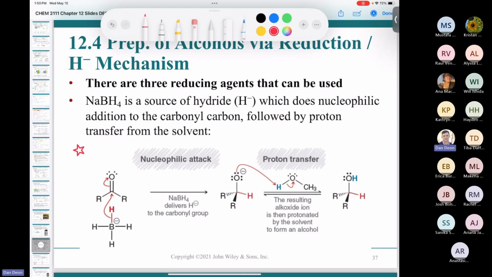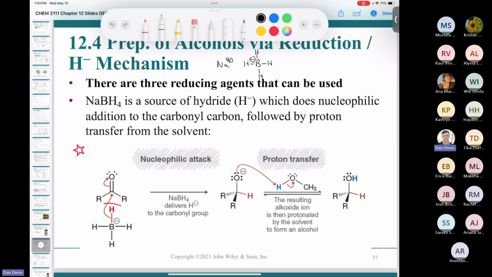So remember, we have the borohydride ion that I drew in the previous slide, right? We have the sodium cation, and then we have the borohydride. Well, hydride by itself, H minus, right? Remember I told you earlier today that this is a crappy nucleophile. However, borohydride serves as an agent for delivery of the hydride ion.